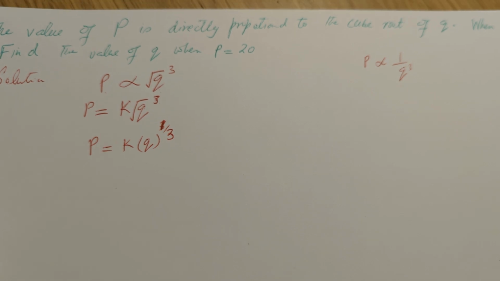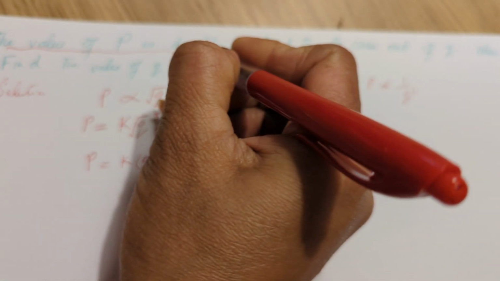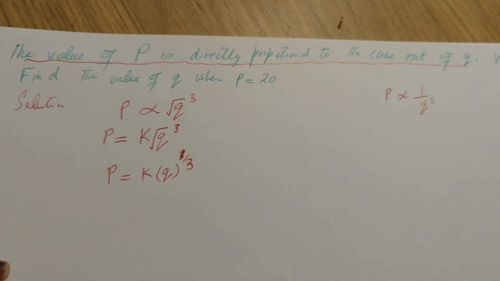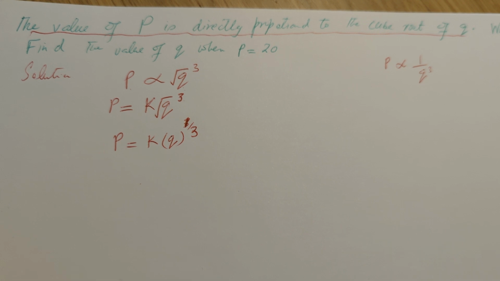So keep in mind that the first line of the question, which I am going to underline, will give you a hint what we have to do. So we will read it again. The value of p is directly proportional to the cube root of q. It is not the cube of q. It is called cube root of q.